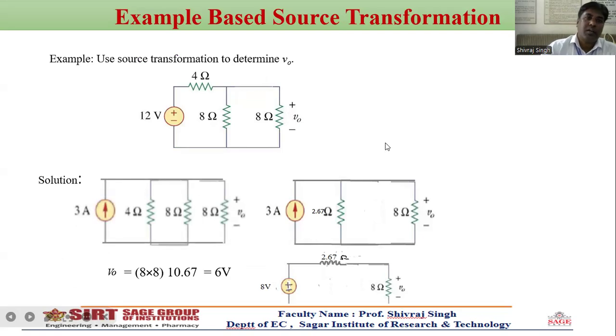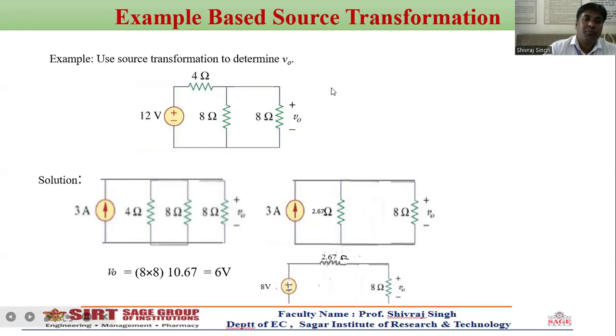There are some examples related to source transformation, showing how we can find the response of the circuit with the help of the source transformation rule. So here some examples are discussed. Example: here we solve this circuit, that means find the response across the 8 ohm. We calculate the output voltage across the 8 ohm by using the source transformation rule.